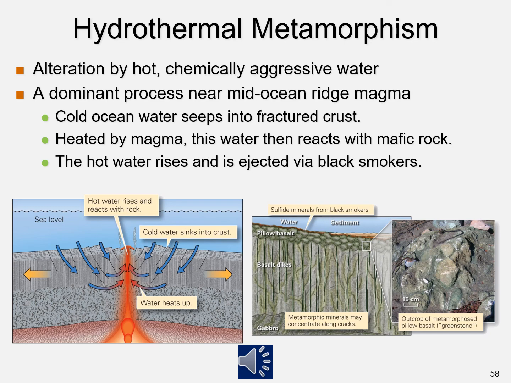This hydrothermal fluid then rises through the crust near the ridge, causing hydrothermal metamorphism of seafloor basalt, creating a rock we call greenstone. Eventually, the fluid escapes back into the sea as vents known as black smokers. Greenstone is composed of minerals like chlorite and epidote.